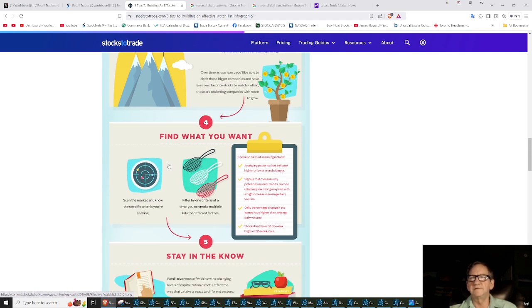Find what you want. That means build scans, build filters, set certain criteria for the stocks that you want to trade. Do you want to trade stocks from $1 to $5, or are you a penny trader? You have a small account and want to trade penny stocks and build it up. That's what I did when I first started.